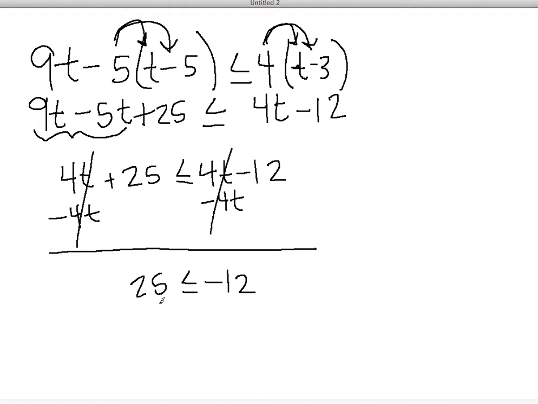So let's just take a look. Is that a true statement? Is 25 smaller than negative 12? No, it's definitely not. That means that there is no solution. So similar to when we're solving an equation, if all of our variables go away and we're left with a false statement, there is no solution.